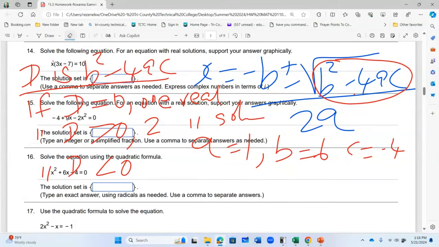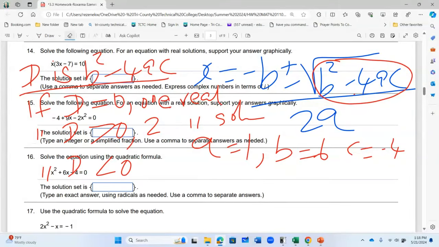If you don't agree, let me know. People make mistakes. So right now, I can rewrite my answer: negative b, negative 6, plus or minus the square root of 52, all over 2 times 1. Now you can simplify your answer. It's not imaginary. You find the answers, and you can simplify it in a way that it is easier to solve.